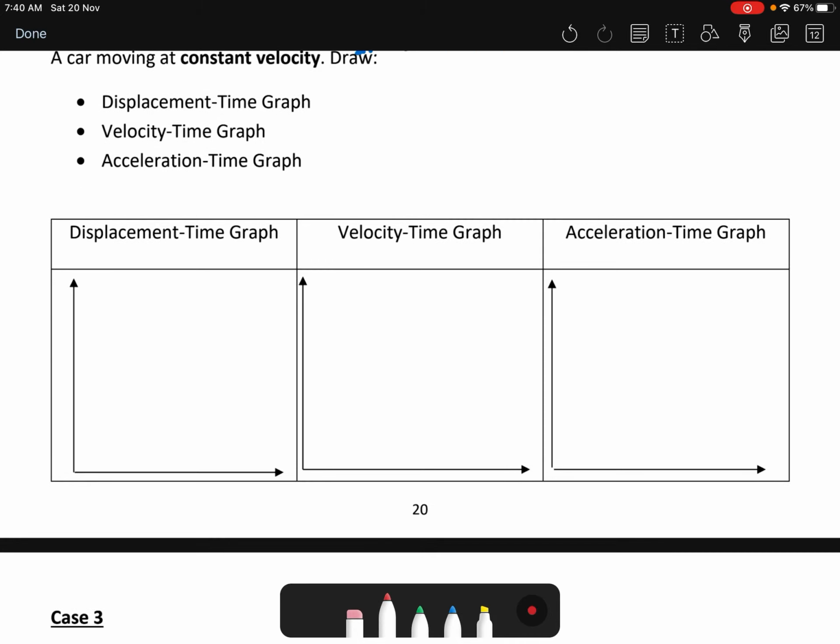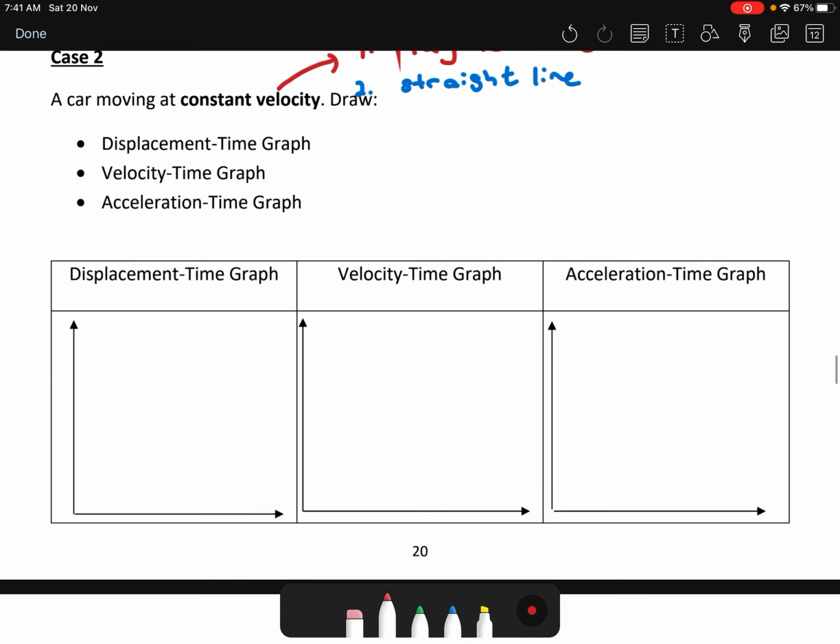So let's draw the velocity-time graph first. For velocity-time graph, it is a constant velocity, so it's like this. So this is constant velocity. What about your displacement-time? Displacement-time should be like this, because you are moving. Maybe from 0 meter, you move to 1 meter, 2 meter, and so forth. So it should be a linear graph.